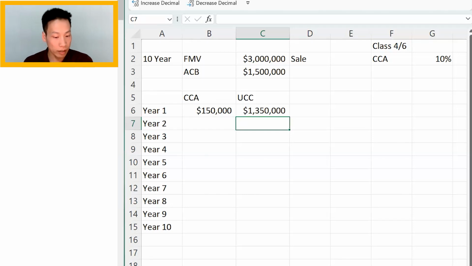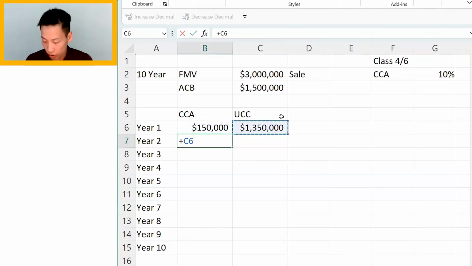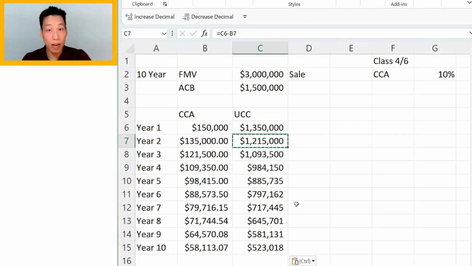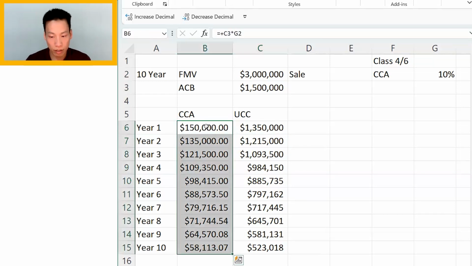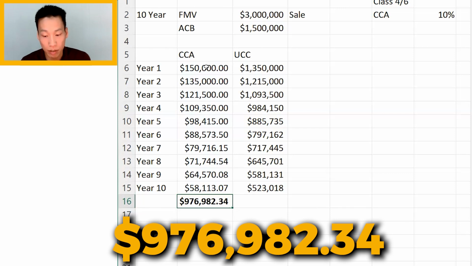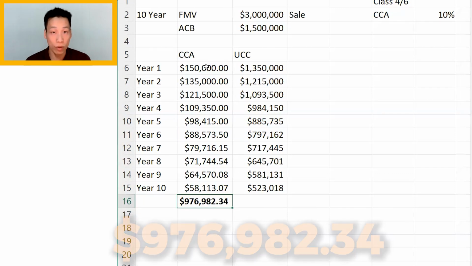Now, if we look at this chart here, that's what this chart shows. I put in 1.5 million, and then you go all the way down to year 10, because as the UCC starts going down, you're still taking the same 10% rate. So you're taking the previous UCC, and that UCC keeps going down, grinding down that adjusted cost basis. Over time, in 10 years, you've been able to take advantage of $976,982 in terms of reduction of income over that period of time.